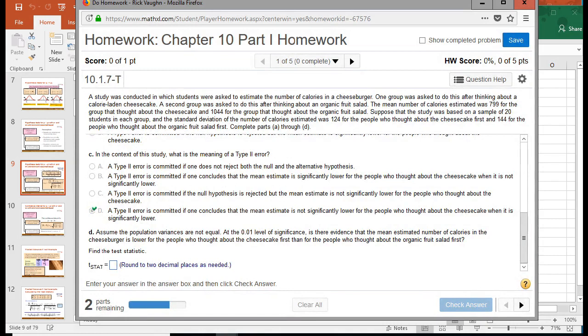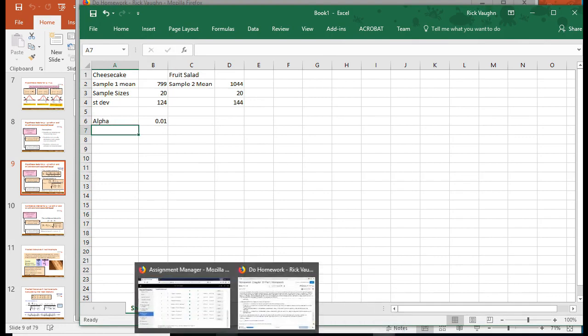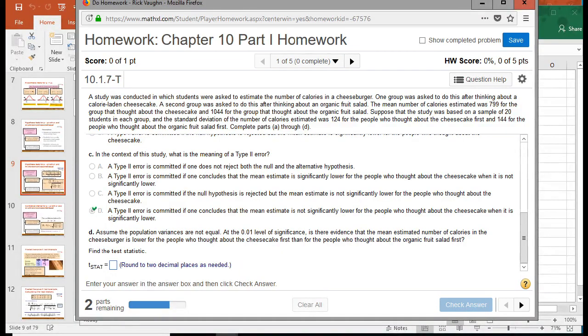Okay, now we're going to go on. Assuming the population variances are not equal, we're going to use a 0.01 level of significance. Let's put that into our sheet over here. So our alpha, our level of significance, is 0.01. And now we're going to find the test statistic, this t-stat.